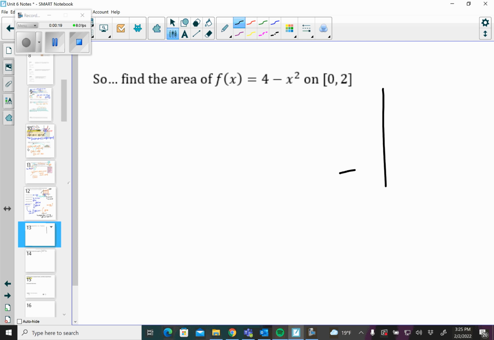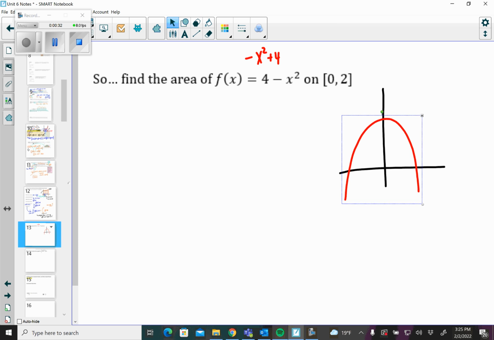So I know it's a parabola. I know it's a parabola that has been shifted up 4 and reflected because I could rearrange it to look like that. So I know I'm going to open down, my y-axis is as high as 4. I also know just by doing a really quick solve, if I set this equal to 0, I'm going to hit the x-axis at 2 and negative 2, right? Move the 4 over, take the square root of both sides.